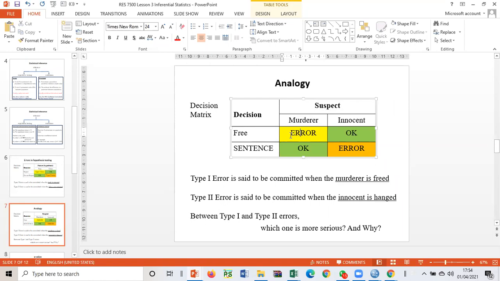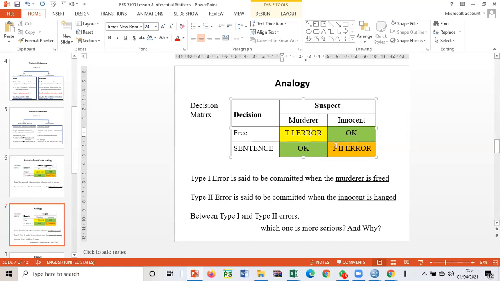Now, between these two errors, are they the same? The magnitude of the error committed here and the error here, are they similar or different? They're totally different. So to differentiate, we call this type 1 error, and we call this type 2 error. It's not that 1 minus this becomes this; no, they're totally different. When you free the murderer, you are said to commit type 1 error. When you sentence the innocent, you are said to commit type 2 error.